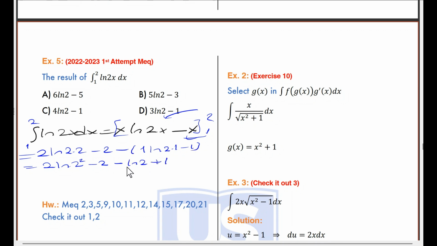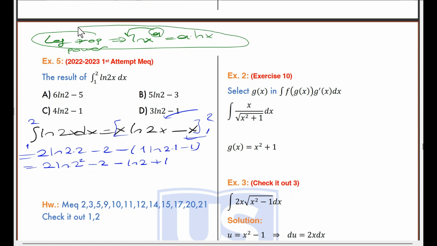Here, I am going to apply a logarithm property. If you remember, whenever there is a power inside the argument of the logarithm, let's say we have x to the power a, then we can bring this power down in front of the logarithm and write this as a times ln x. So I'm going to apply this power property, the log power property that you studied in grade 11.